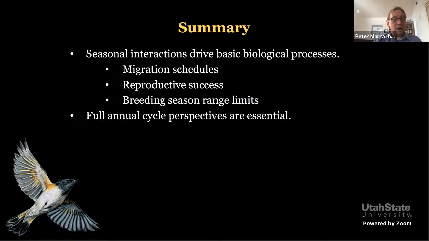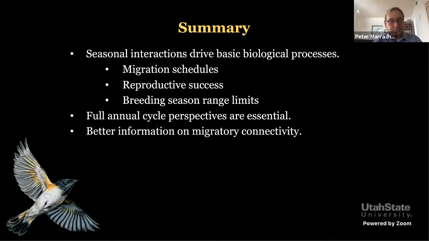really essential. Most of our work has been about winter influencing spring migration and summer. We're now trying to figure out how summer events might influence fall migration and getting back onto the wintering grounds. It is a full annual cycle perspective. We just haven't figured out how to do that yet with redstarts. And in order to do that, you need really good information on migratory connectivity.